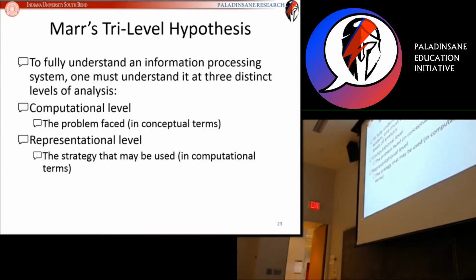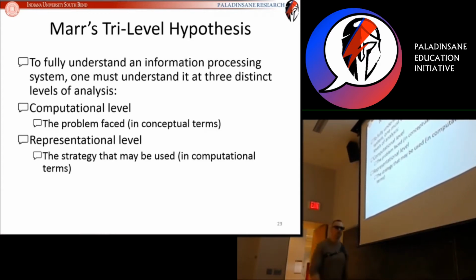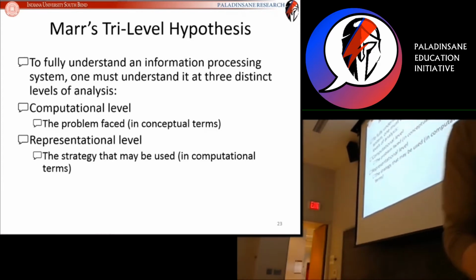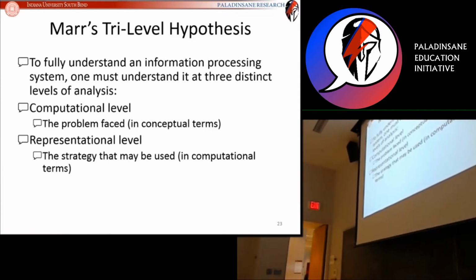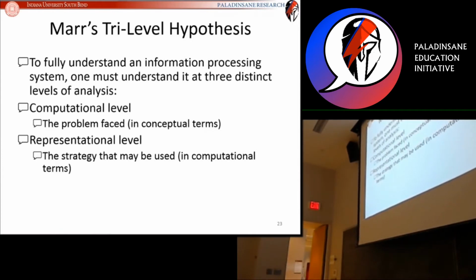So if you had chalk, there it is. Computational level. You can find chalk in a classroom. Something else we can do.